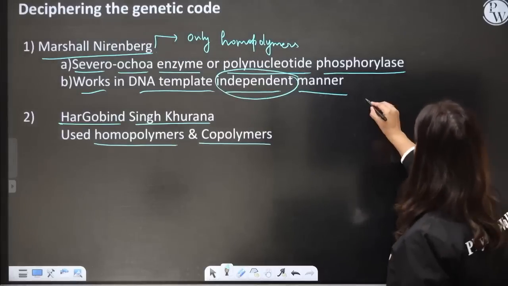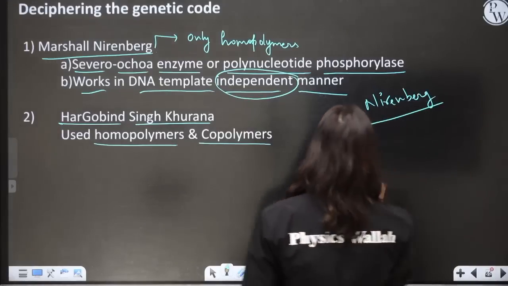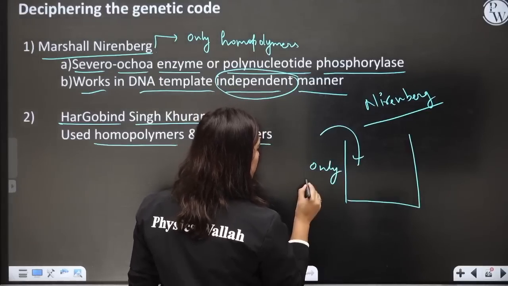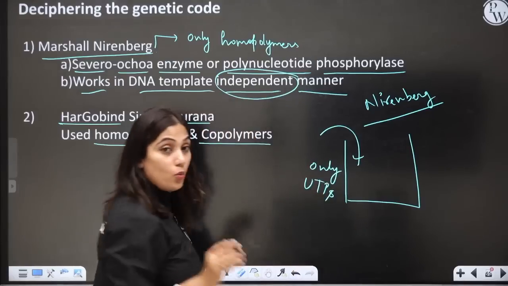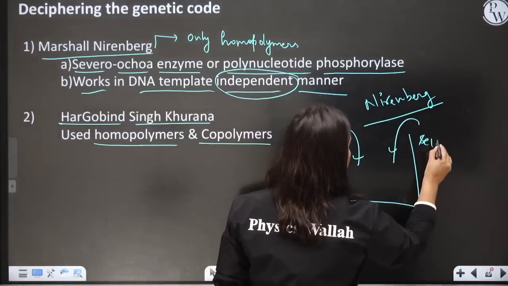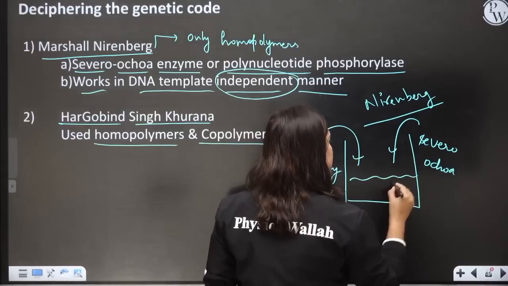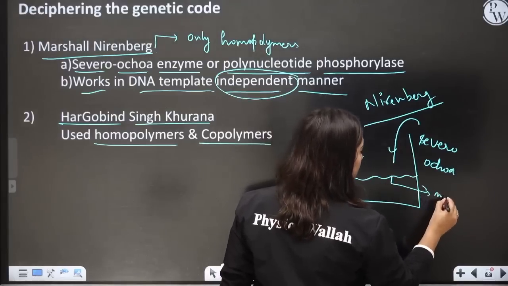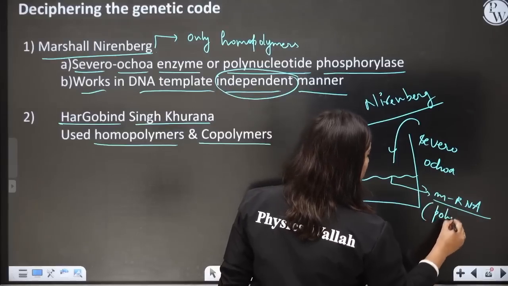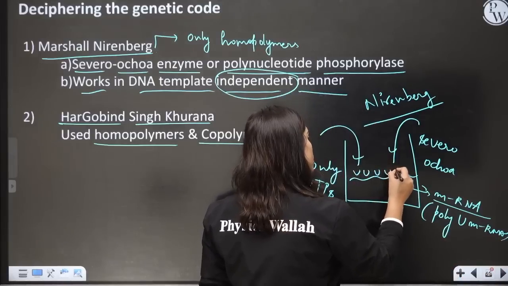So what Nirenberg did, he took a solution and provided only UTPs, that is uridine triphosphate, and along with it he provided the enzyme Severo Ochoa. This Severo Ochoa synthesized the mRNA in this solution without the help of DNA, and this mRNA was poly-U mRNA because the repeating unit was only U, U, U, U, U.